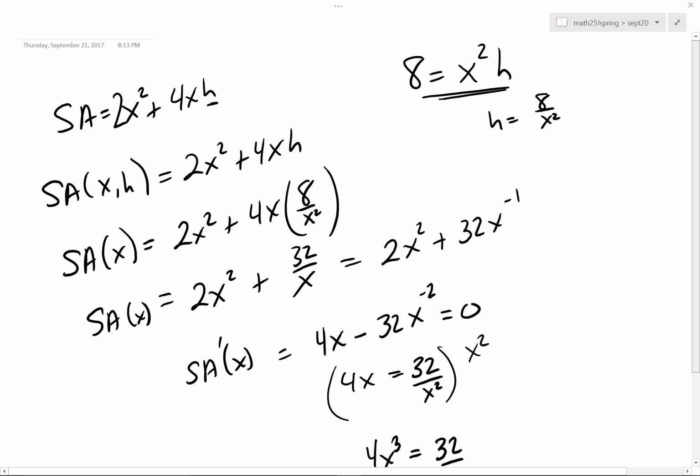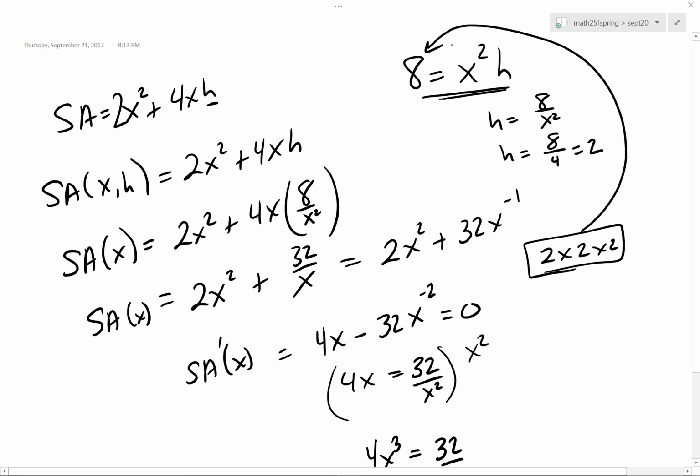Well, check it out. If x is 2, friends, that means h is also 2. Which means that if we have a cube that is 2 by 2 by 2, it will meet the given volume specifications, and it will be the smallest surface area that I can come up with. Okay? So that's kind of fun.